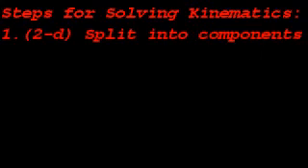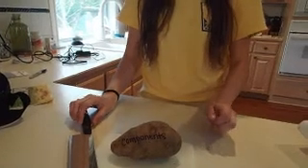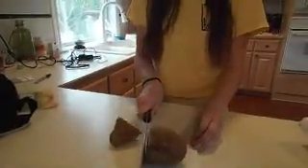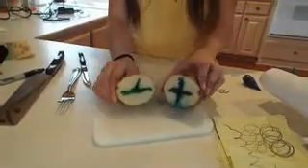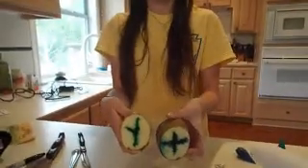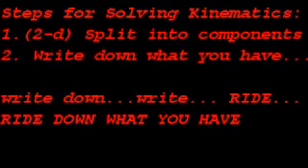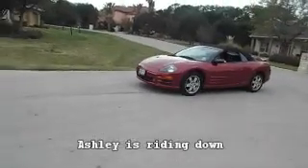Steps for solving kinematics. In a 2D kinematic problem, the first step is to split it into components, the X and Y components. Step 2: write down what you have.